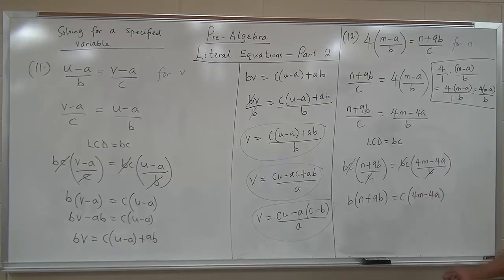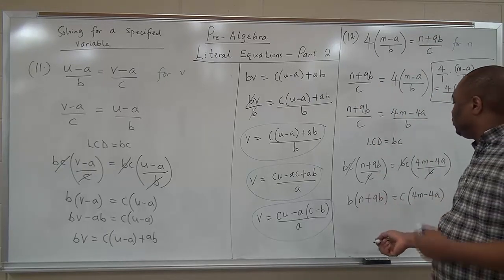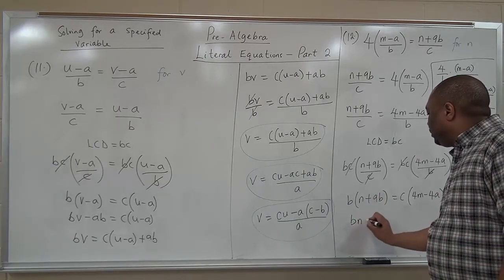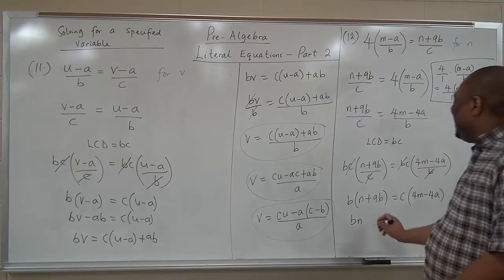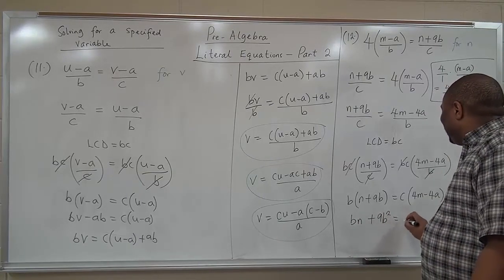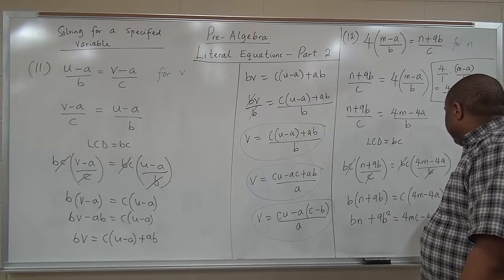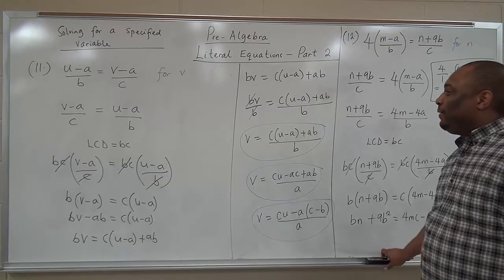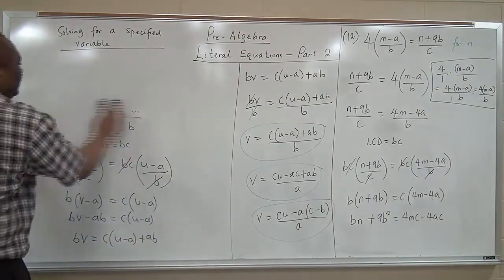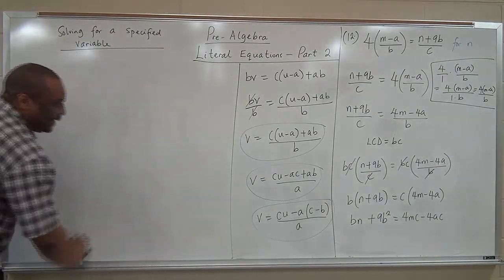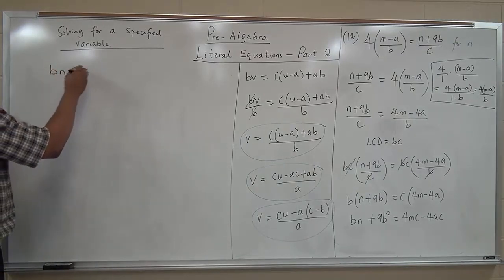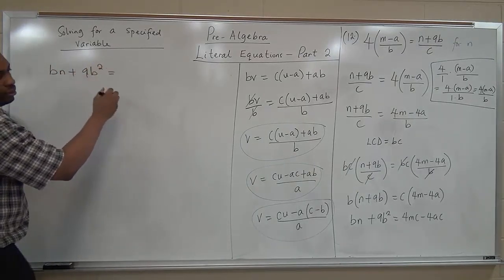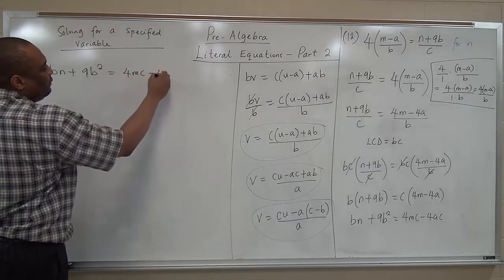Then what we can do is distribute. Now you can still divide both sides by b, another method, and we can do that. But let's just distribute. Let's use the distributive property. We have that bn, this does not mean Barnes and Noble, plus 9b squared equal to 4mc minus 4ac. And this does not mean master of ceremony. All right, let's finish this up and get it done right away. So we have bn plus 9b squared is equal to 4mc minus 4ac.